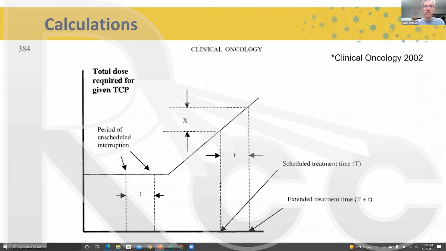Here's a quick curve that shows total dose required for a given tumor control probability. Here's the total dose required on the y-axis, for a given tumor control probability, and here's the time on the x-axis. Here's the point of rapid proliferation, this T delay, and at that point your tumor starts rapidly proliferating. So in order to maintain the same tumor control probability, after more time, you have to increase the amount of dose significantly to account for this inflection point where proliferation really starts to happen.